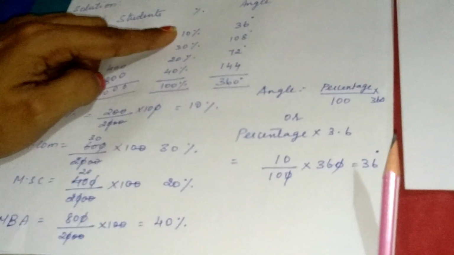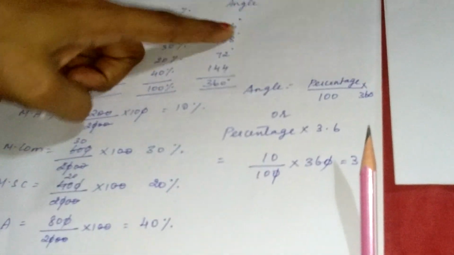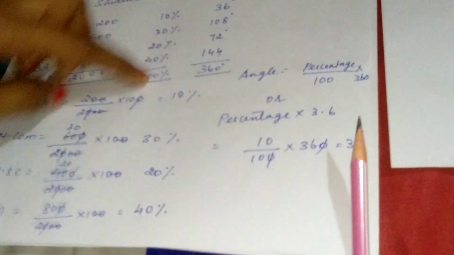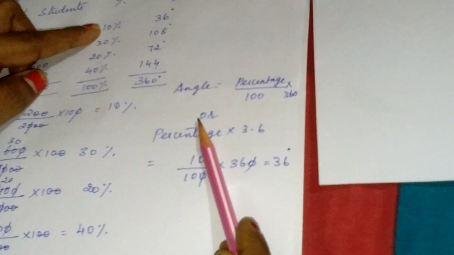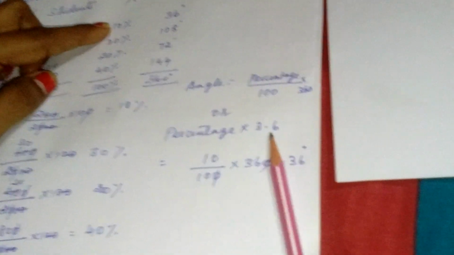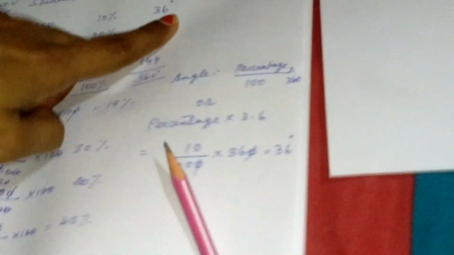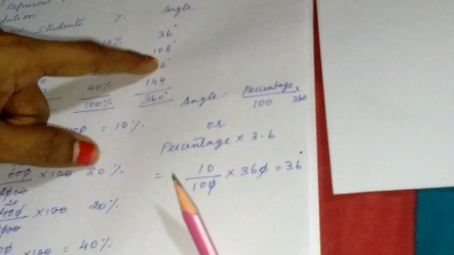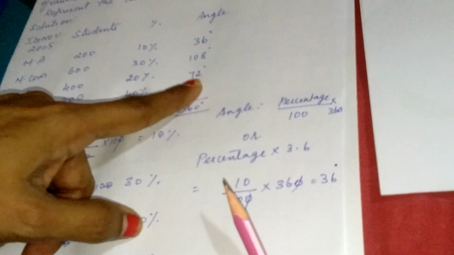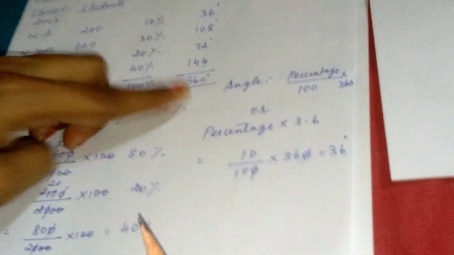Now here, angle equals percentage by 100 into 360. Since you have found out the percentage, that is 10 by 100 into 360, 30 by 100 into 360, like that you can do it. Or what you can do is, 10% is 10 into 3.6. If you multiply 10 into 3.6, you will get 36. 30 into 3.6 is 108. 20 into 3.6 is 72. 40 into 3.6 is 144. So the total should be 360.